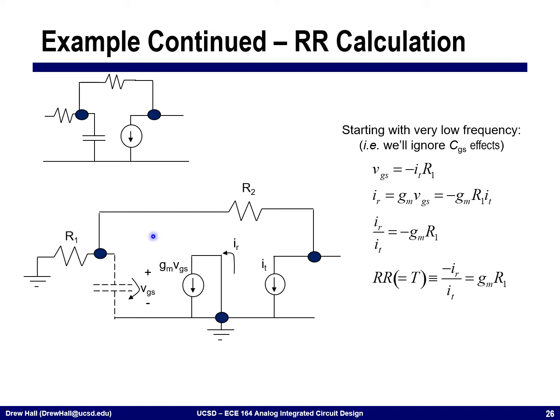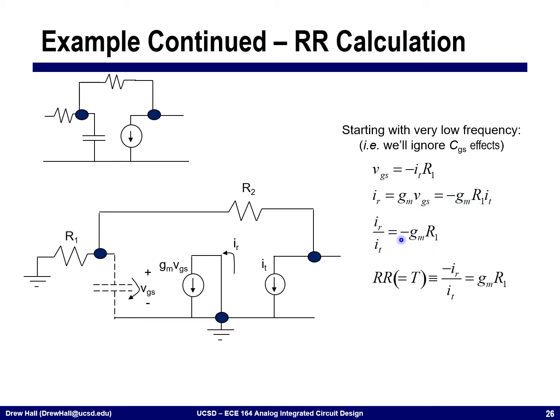I would start by saying this current IT that I'm injecting is flowing through R2, and it's flowing through R1. This is the only path. And so this voltage here, VGS, is going to be equal to minus IT times R1. Once I know VGS, I can calculate this return current IR. IR is simply GM times VGS, which is minus GM times R1 times IT.